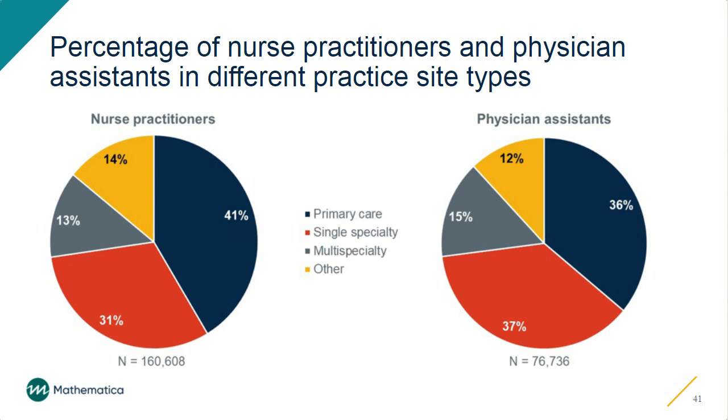And by primary care practices, I mean those in which the majority of the practice's physicians have a primary care specialty. Roughly another third, about 31% of NPs and 37% of PAs, are in single specialty practices, again, meaning those in which the majority of the practice's physicians are in a single specialty. And then approximately 15% are in multi-specialty practices, defined as those where no specialty would compose the majority of the practice's physicians. The other group here refers to NPs and PAs that are either practicing in multiple practice types or in a practice with no physicians.